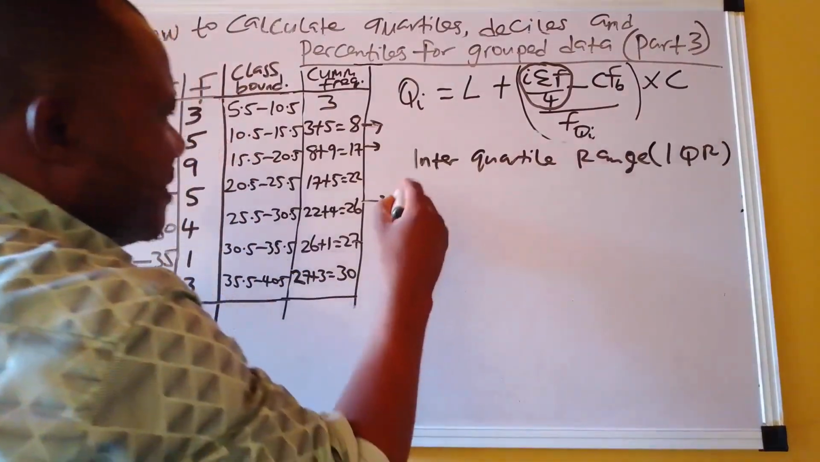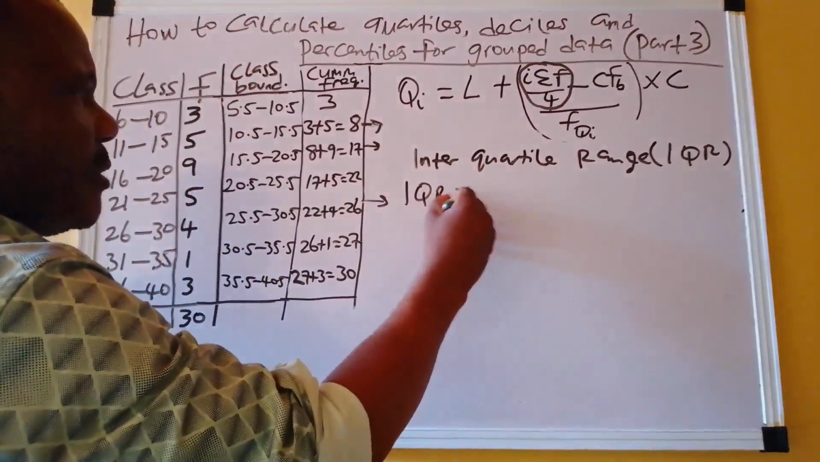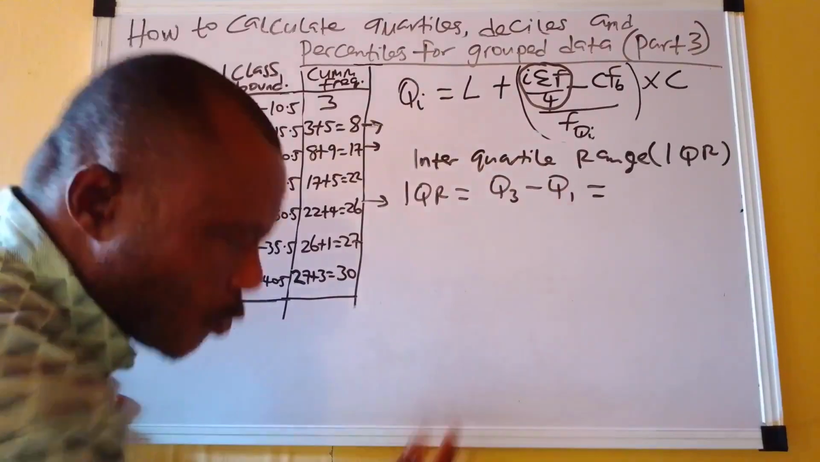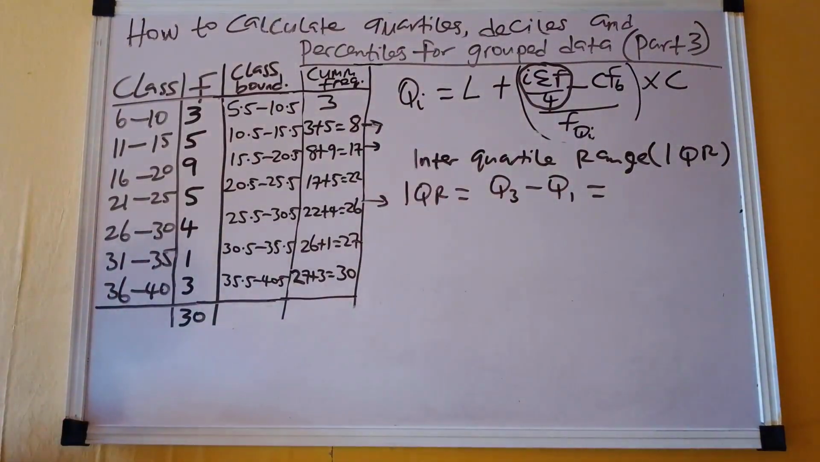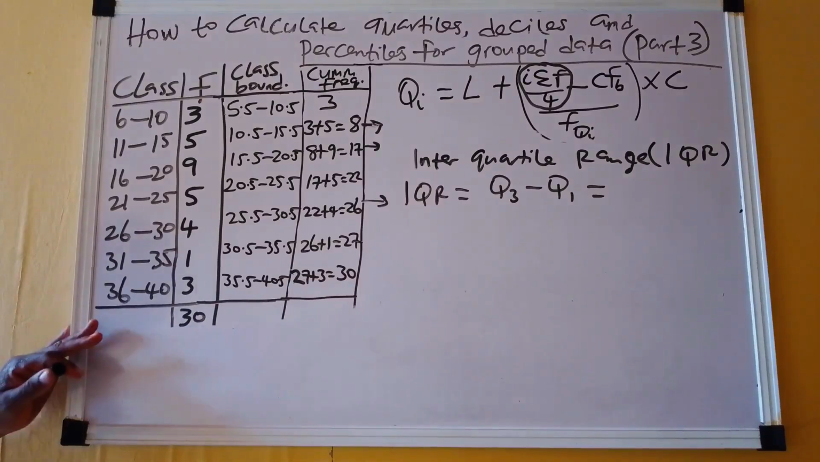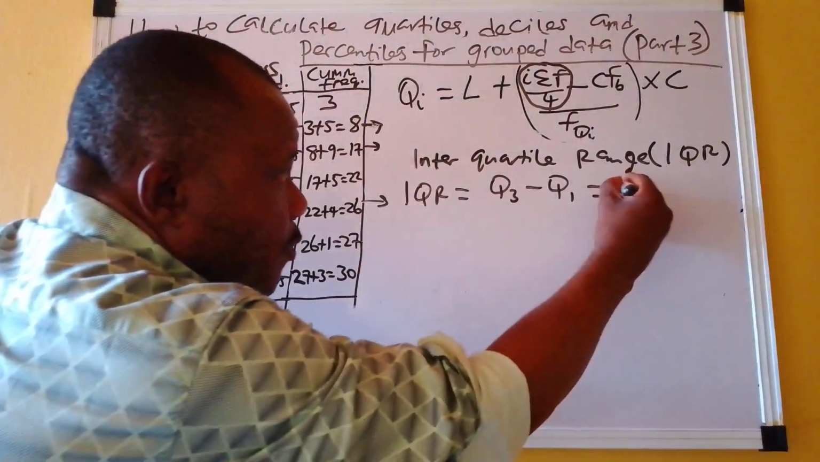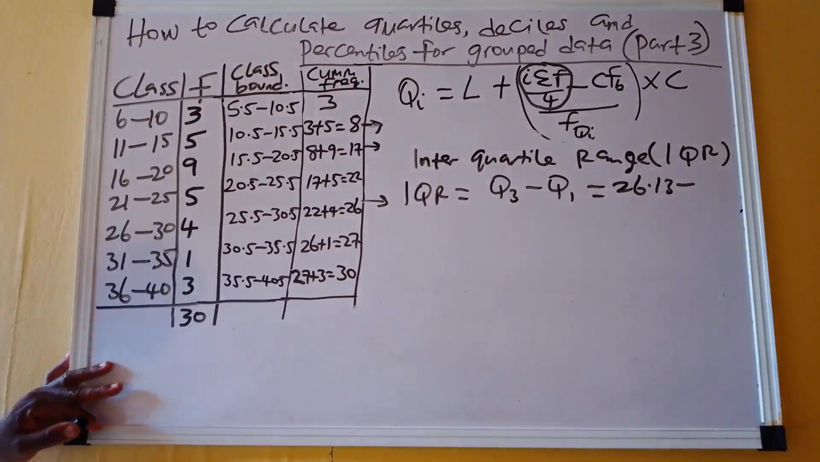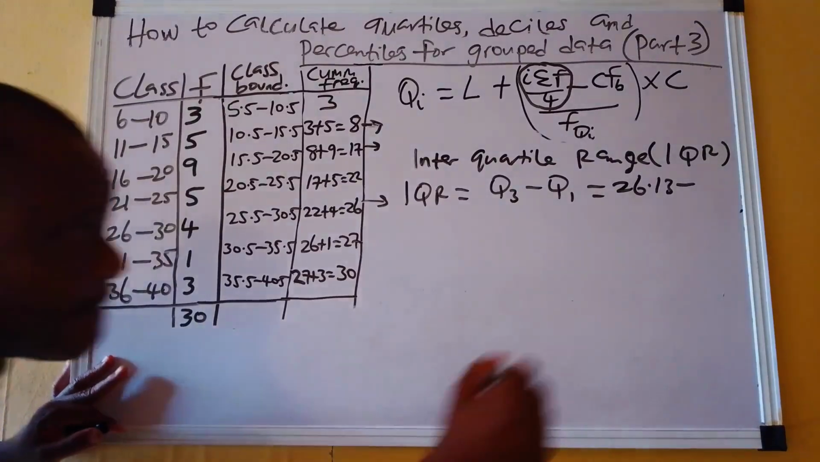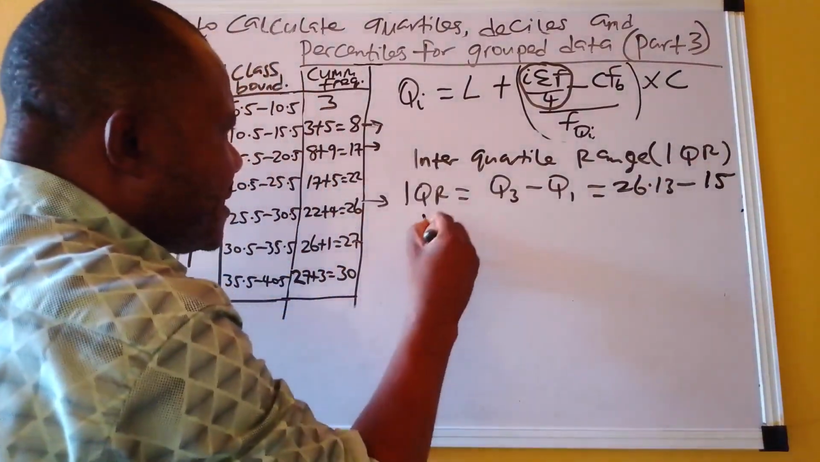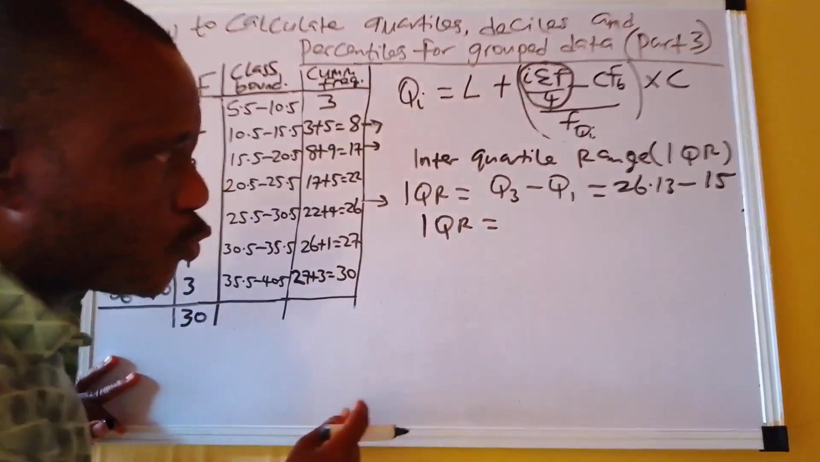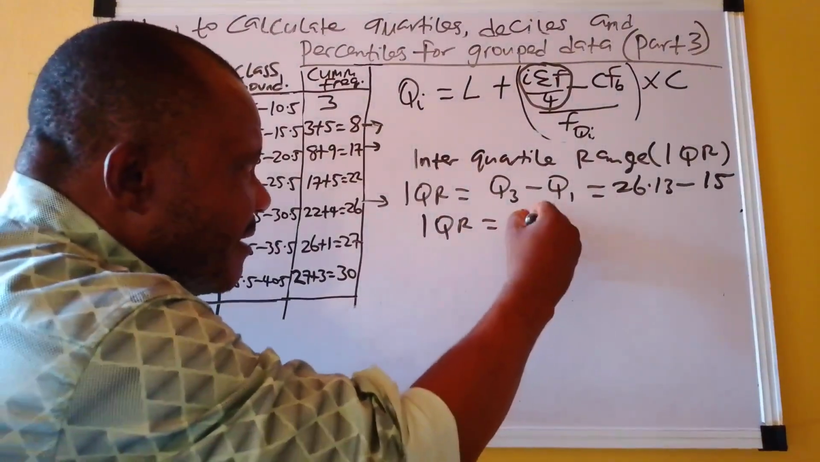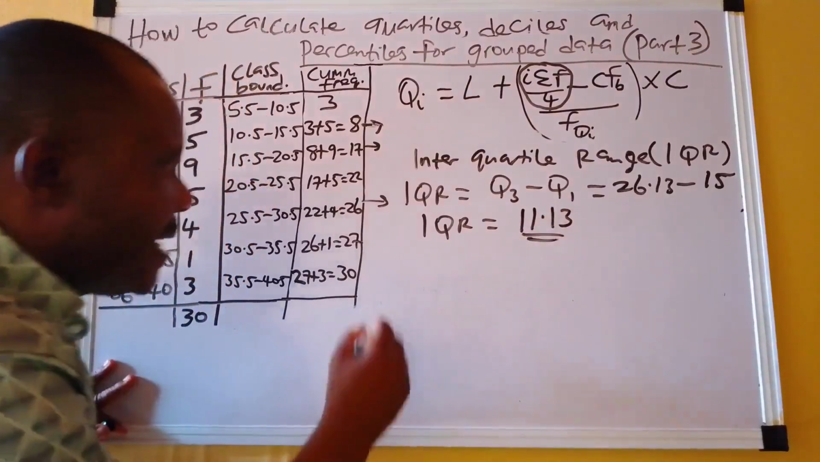The IQR is given as IQR is equal to Q3 minus Q1. Our Q3 is 26.13, so this will be 26.13 minus our Q1, which is 15. So our interquartile range is equal to 26.13 minus 15, and that is 11.13.